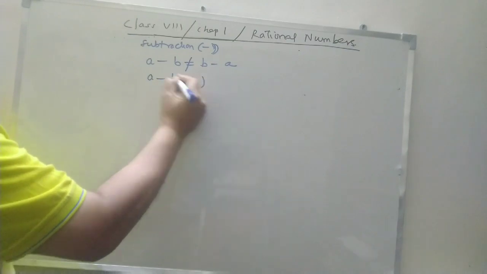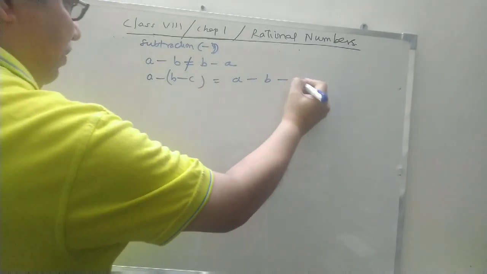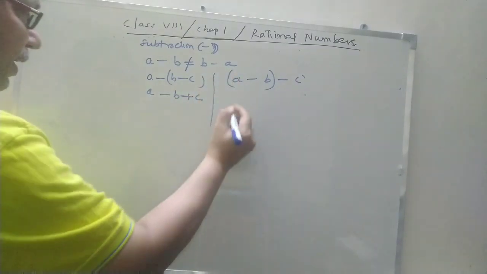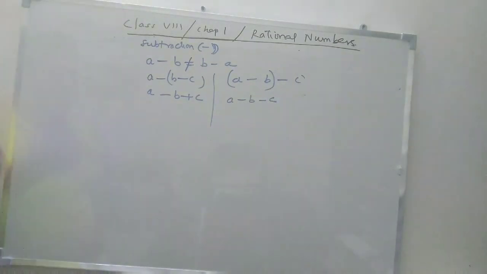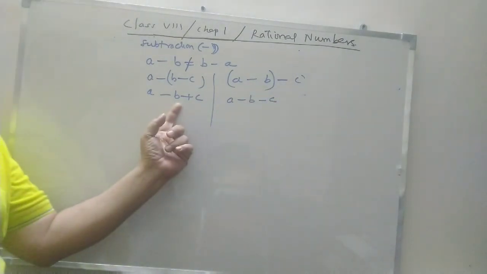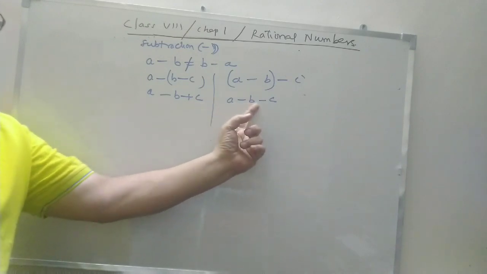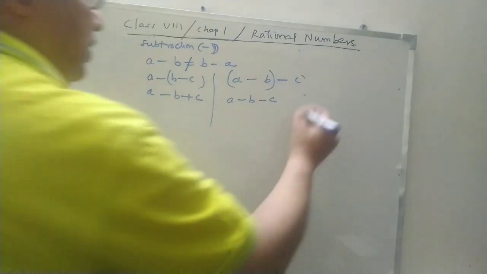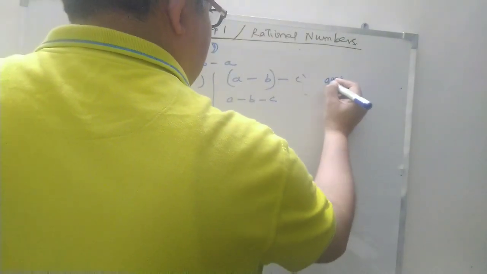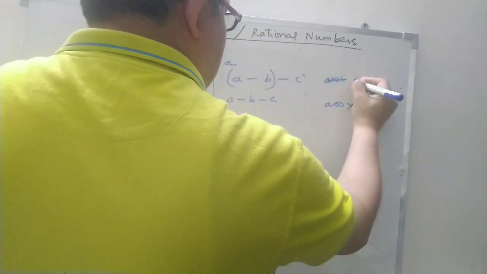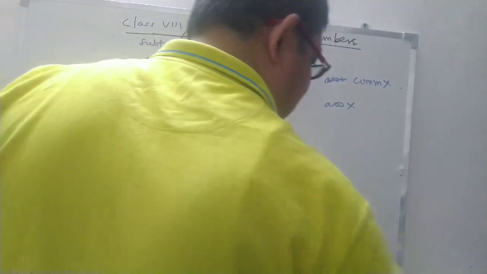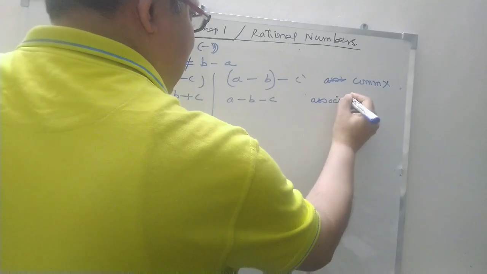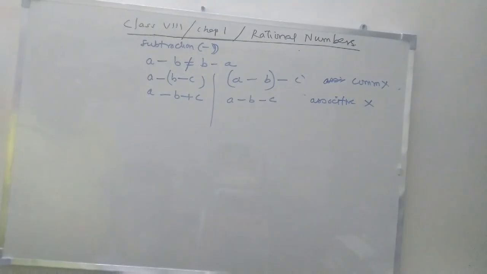Similarly, for (a minus b) minus c, what does this become? This becomes a minus b plus c. And this one becomes a minus b minus c. Now signs are different. You have to subtract a minus b, then add c. From a you subtract b, then subtract c. So obviously this can't be true. So associative property is not true. Commutative property not true. Associative property also not true.